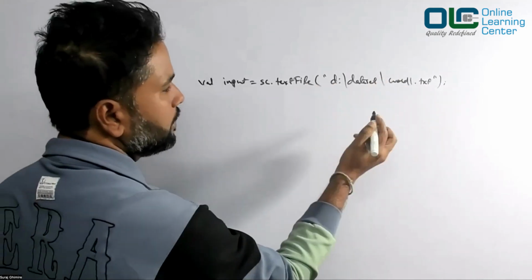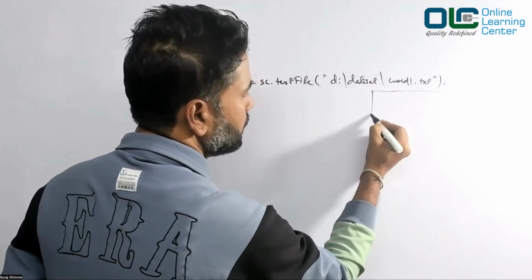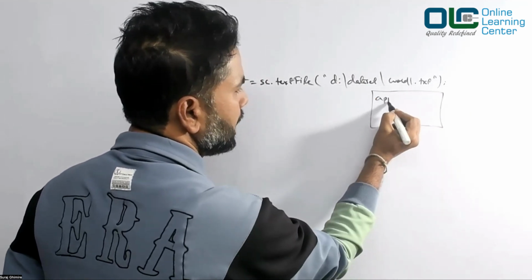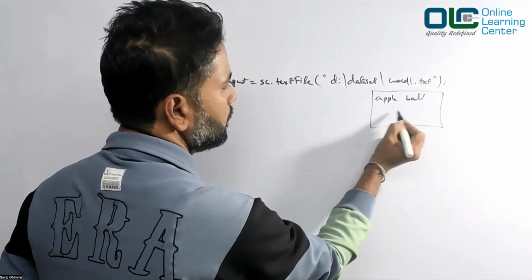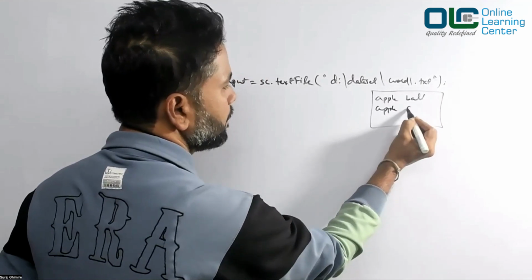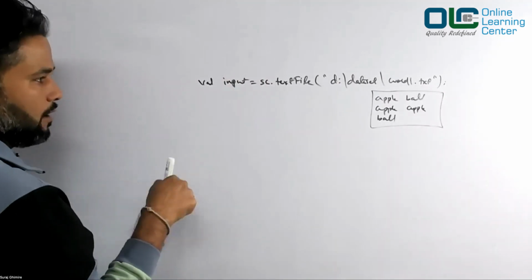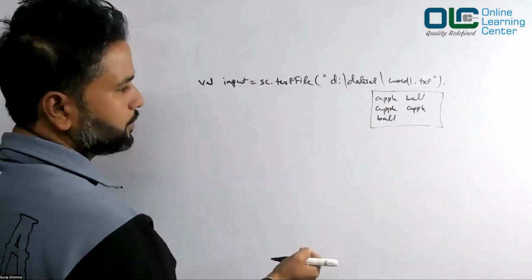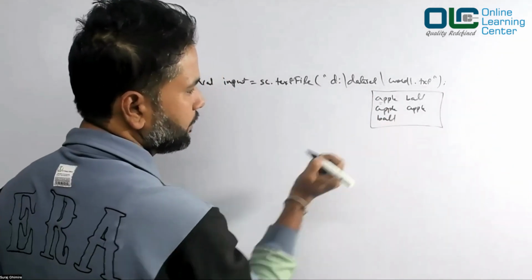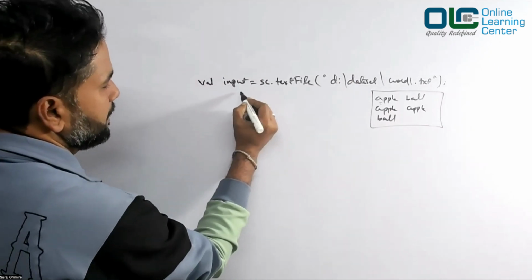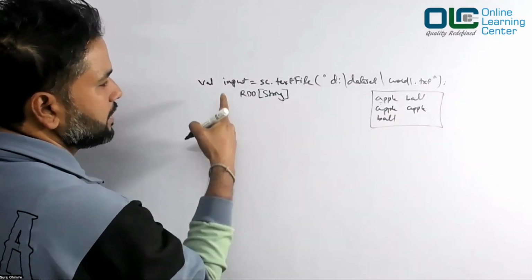And this word1.txt means a file with apple, ball, let's say apple, ball, something like this. Now our next code is convert this into single unit. Okay, so this will give me what? This will give me RDD of string.